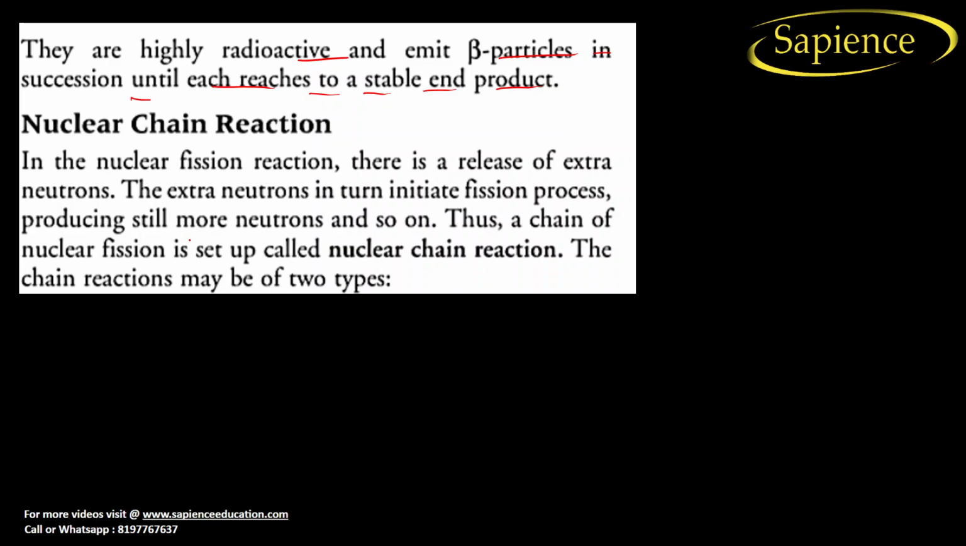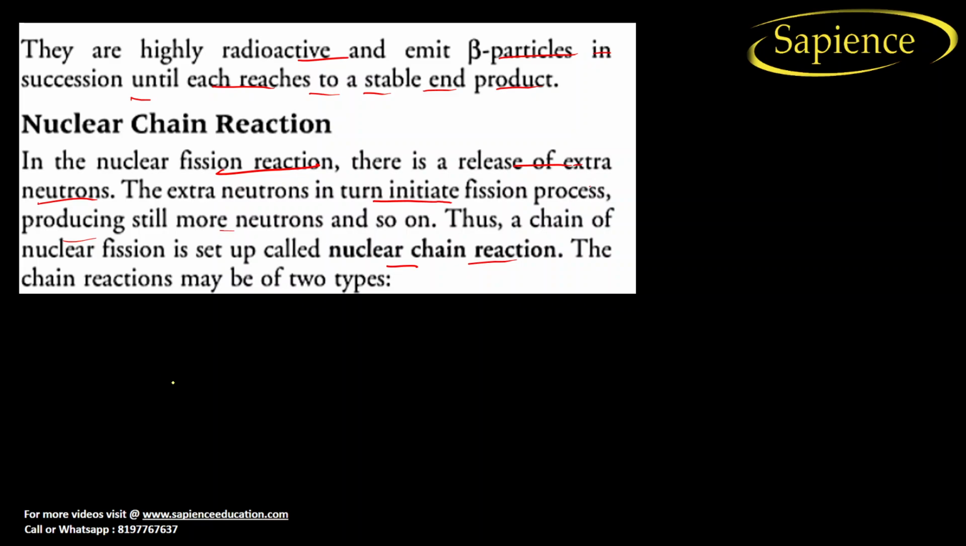Now, what is a nuclear chain reaction? In the nuclear fission reaction, there is a release of extra neutrons, right? The extra neutron in turn initiates the fission process, producing still more neutrons and so on. Thus, the chain reaction of nuclear fission is set up, called the nuclear chain reaction. Now, let us understand it by the diagram.